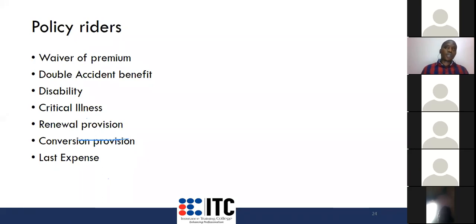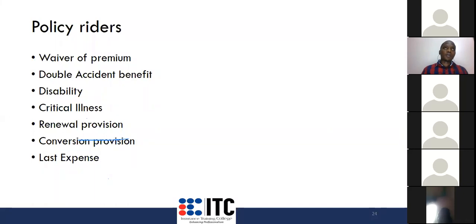And when you look at the kind of contracts we've looked at, the term assurance pays on death only, not on survival. The whole life also pays on death whenever it occurs. And the endowment pays either on death or on survival. So that is the obligation of the insurance company. The obligation of the client is to pay premiums. If they fail to pay premiums, then the policy lapses.